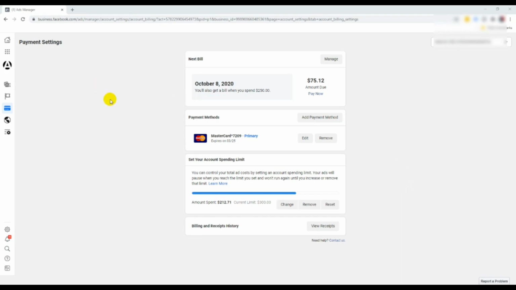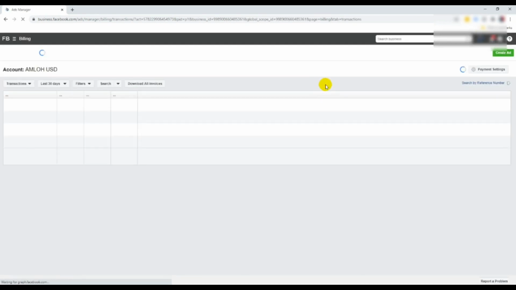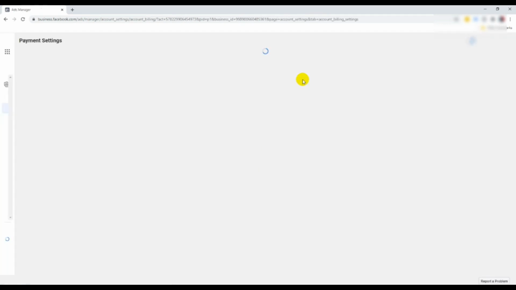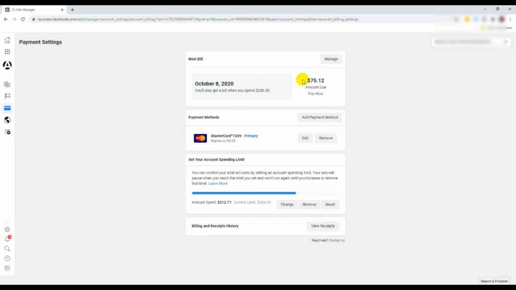So what you want to do is, when you log into your business account for Facebook, go to the top left menu and head down to billing. So this is the page where Facebook will send you all the invoices for every time you do an ad spend or a billing, but we're not going to stop here. What you want to do is go to the top right and click on payment settings. And we'll arrive at this familiar page.